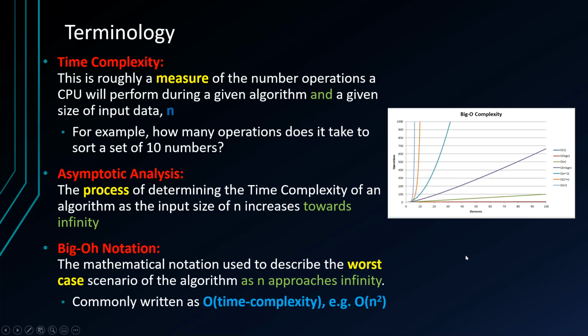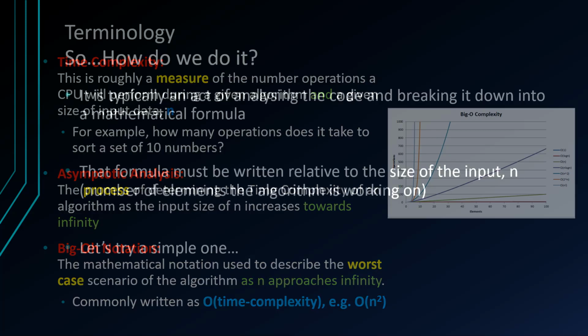Either way, the point is that we have three new terms that we need to use. We've got time complexity, asymptotic analysis, and big O notation. Let's see how we can apply these things. So how do we actually do this?